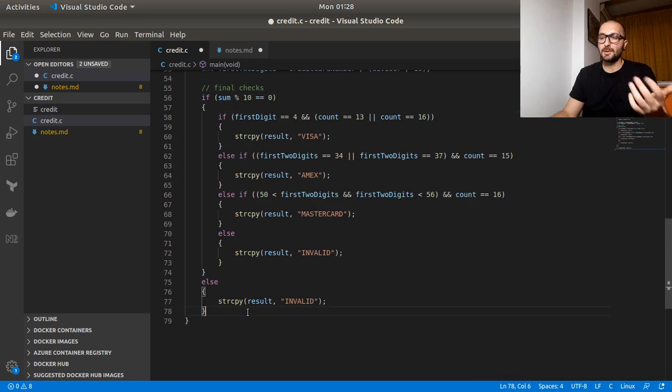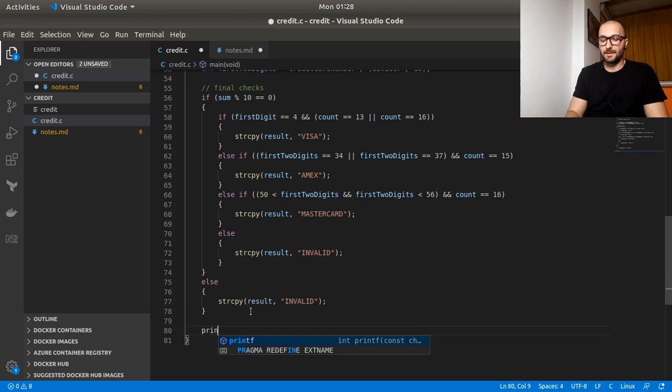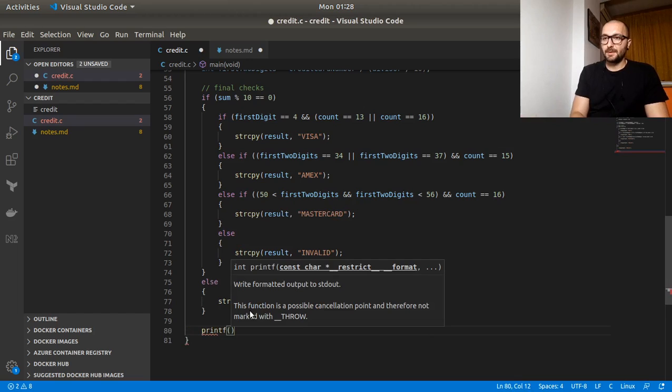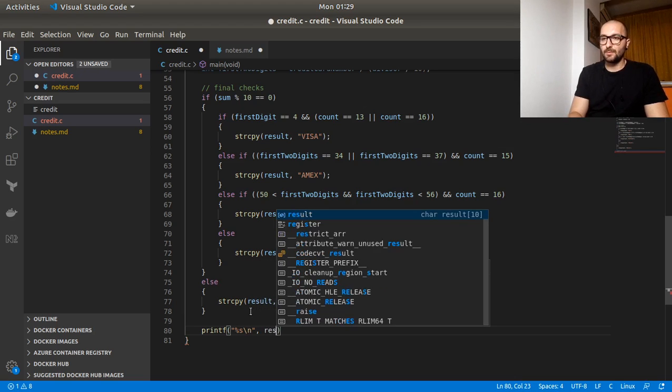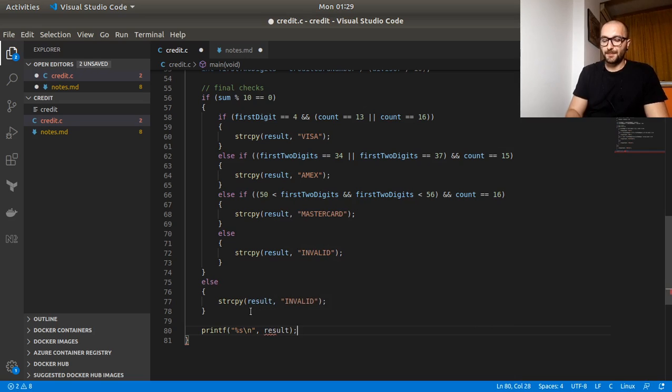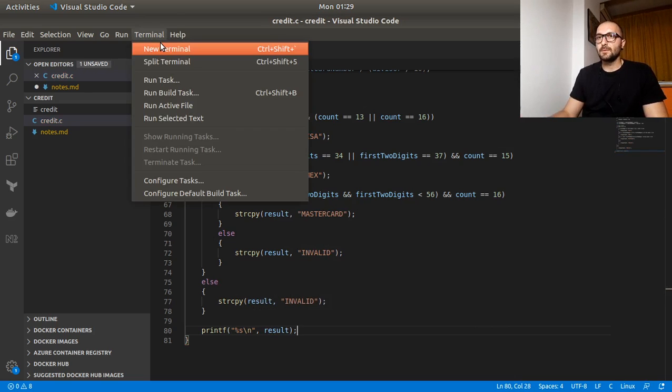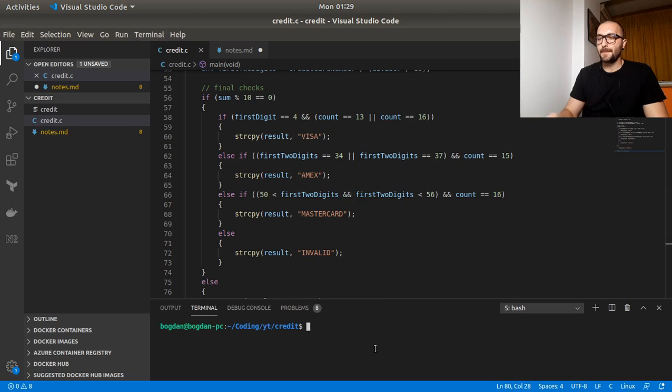That's pretty much it. So let's have a go here. Printf, and here we have a string, and we use result. Okay, so let's see how this goes. I hope it's okay. No, we need GCC credit, let's see, output credit.